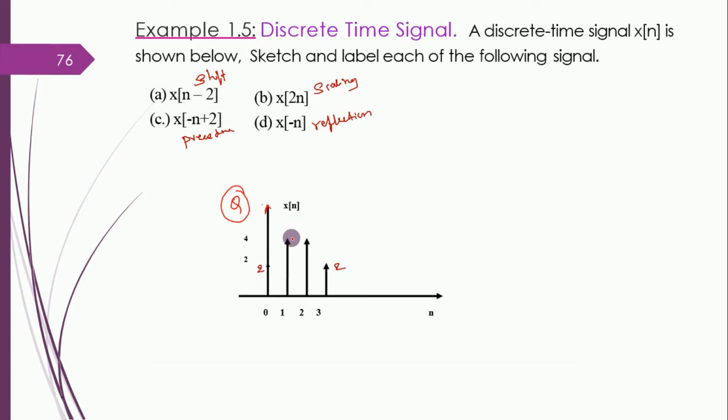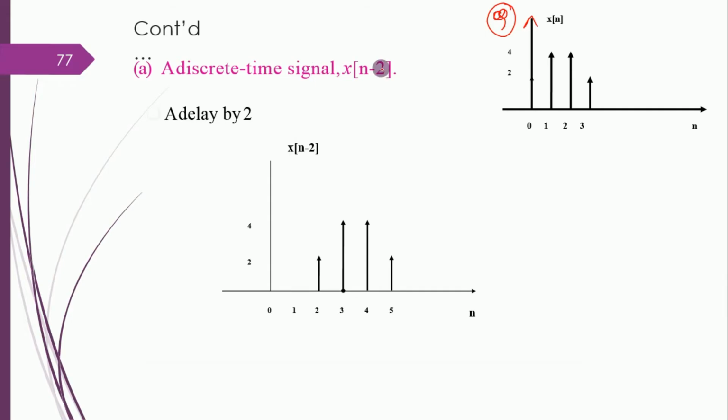So this is the given signal. At 0, my amplitude is 2. At 3, my amplitude is 2. At 1 and 2, the amplitude is 4. This is the given signal.